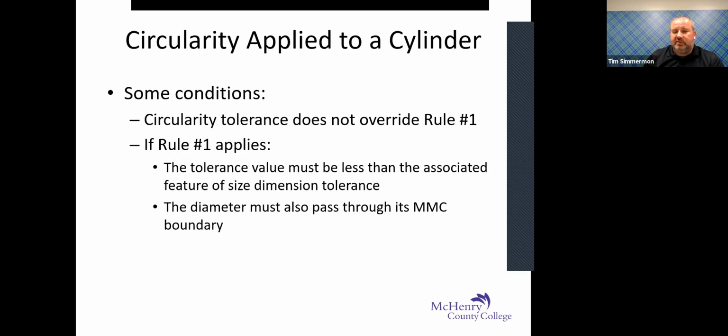Circularity can be applied to a cylinder, typically is, but again, circularity does not override rule number one. If rule number one applies, the tolerance value must be less than the associated feature size tolerance. So again, that rule number one, that plus or minus 0.4 that was on that drawing before, is the maximum size that part can be. If we produce the part at the high limit of the tolerance, it's got to be perfectly round.